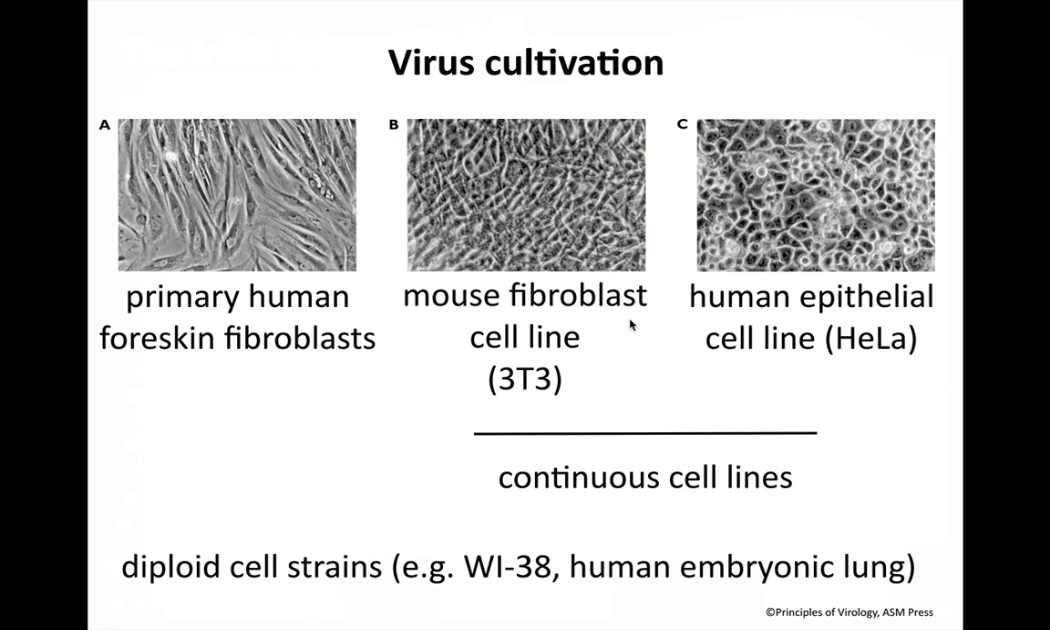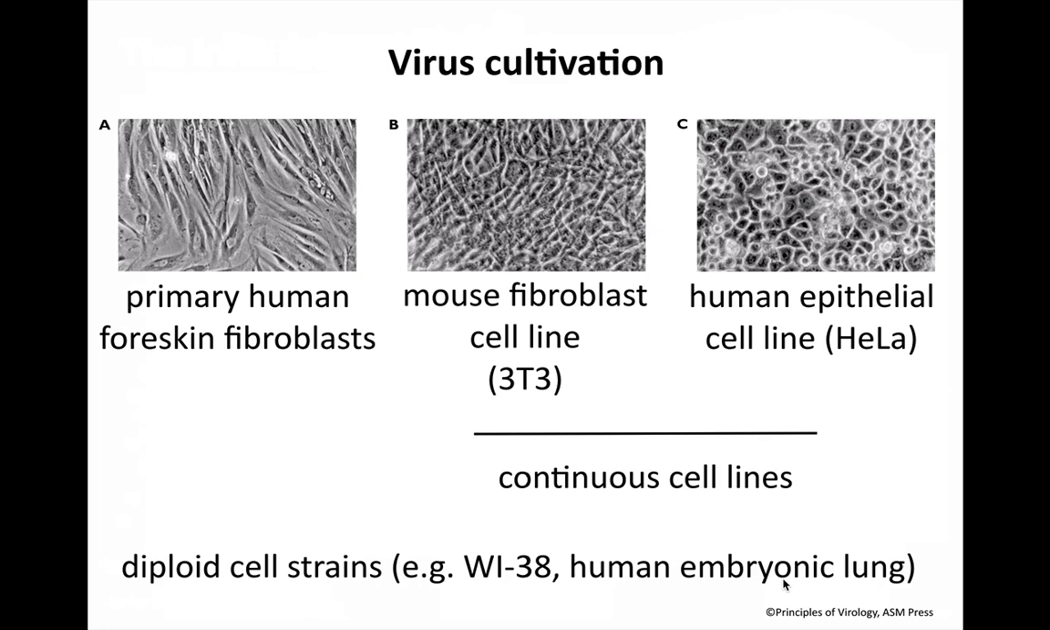The problem with those, they last forever and they're very convenient, but the problem is that they're aberrant. They have abnormal numbers of chromosomes. They're not diploid by any means. And if you want your cells to be normal for your virus studies, there is an alternative. There are diploid cell strains, for example. One of them, the famous ones, is called WI38, which is derived from a human embryonic lung.